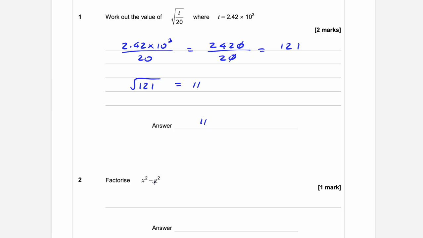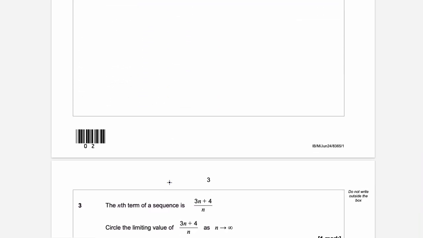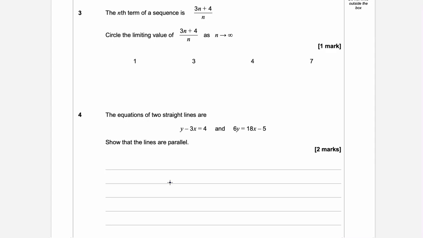To factorize this is the difference of two squares, guys. 1 mark, it's x plus y times x minus y. Definitely we need to know that. If you multiply it out, you'll see exactly why that is the case. That's question 2. Question 3.